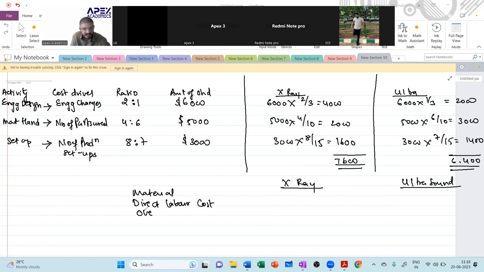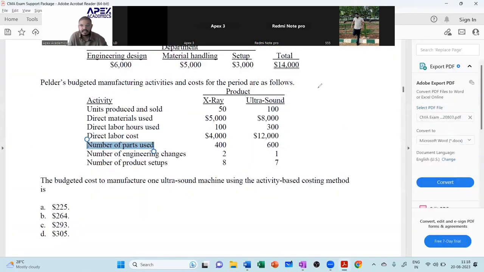And they have their overheads. Overheads is activity-based costing, 7,600 and 6,400. What about materials? Materials, as far as X-ray were concerned, were 5,000 and labor was 4,000. Given in the question, don't want you to get confused. 5,000 and 4,000 is clearly given in the question.